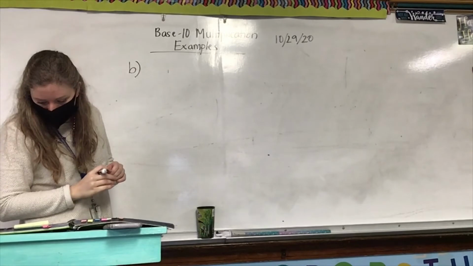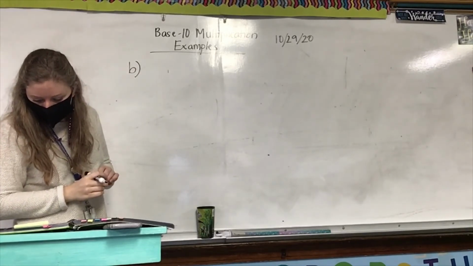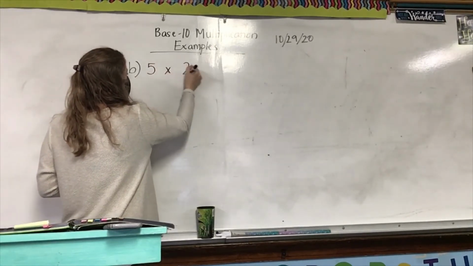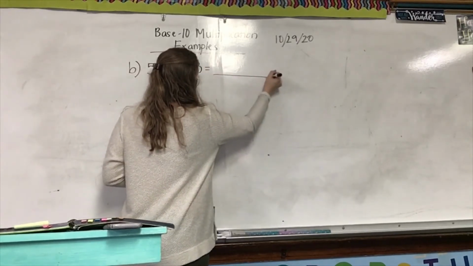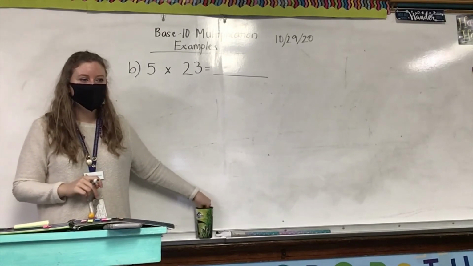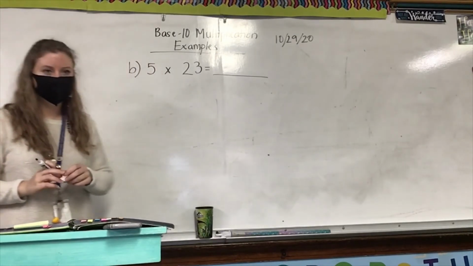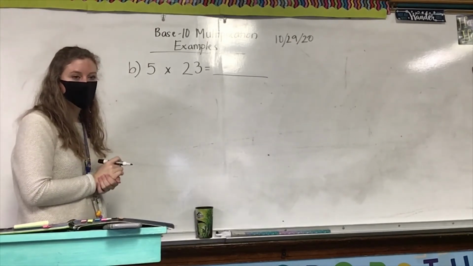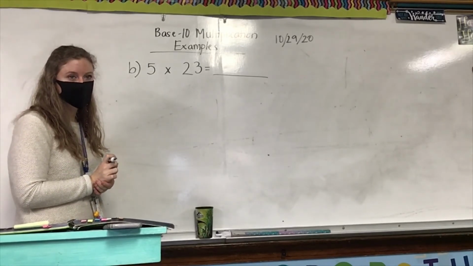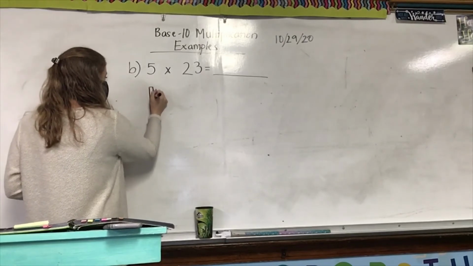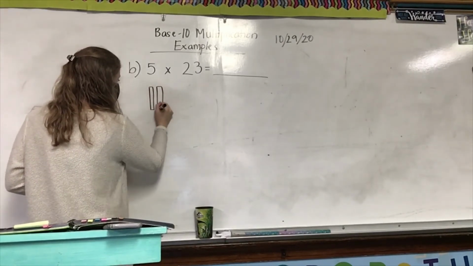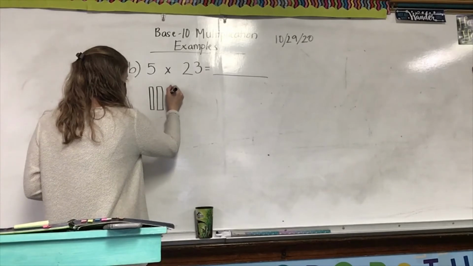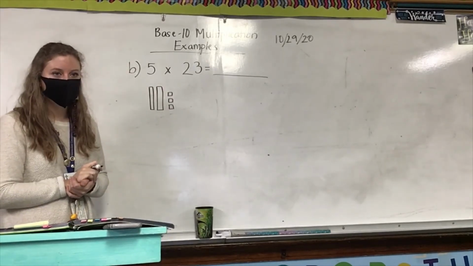Let's do 5 times 23. What do we do first? Cullen. We modeled 23. How do we model 23? 2 10 rods, 1, 2, and 3 1s cubes. 1, 2, 3. Okay? Now what?